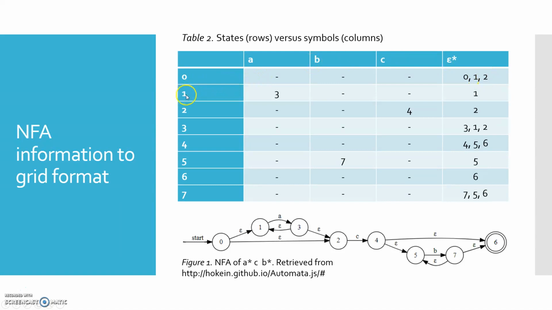And let's say you're at state 1. There is an a transition that goes to state 3. And there are no epsilon transitions out, but you can always count the state staying at itself. That's why there's 1. And the same process is repeated for the other states.